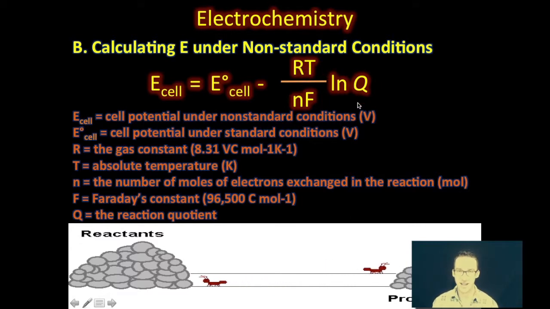Which means the product of the gas constant, again, you want that energy constant there, the 8.31, times the absolute temperature in Kelvin over the number of moles of electrons exchanged in the reaction. This is why it's so important to balance those redox reactions, those half reactions, before you add them together, times what's called Faraday's constant, which is 96,500 coulombs per mole, and multiply that by the natural log of the reaction quotient, Q.